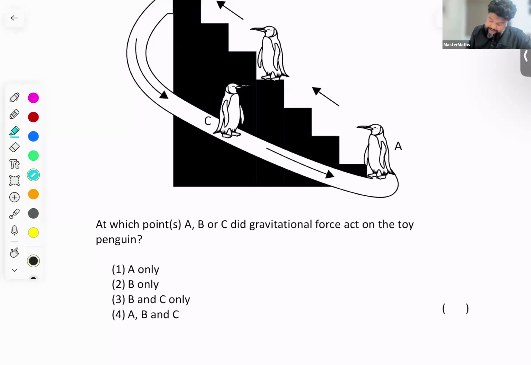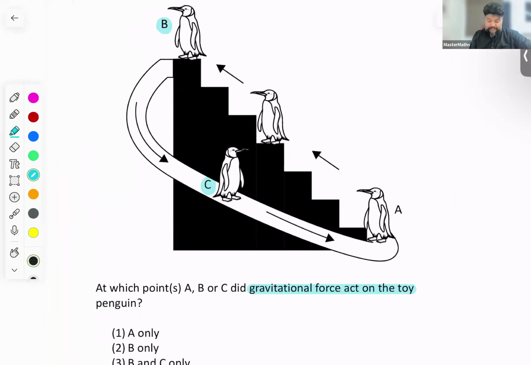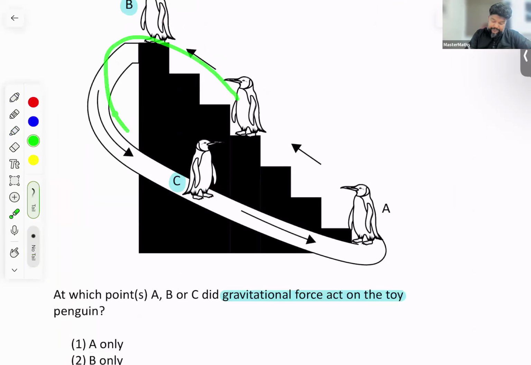At which point did the gravitational force act on the toy? Only at point B and point C. Why? Why, Arisa? Why does A not have it? Is it like this? Earth, space, Earth, space. Is it like that? All right. So what should the answer be, Arisa? Sorry. Louder.